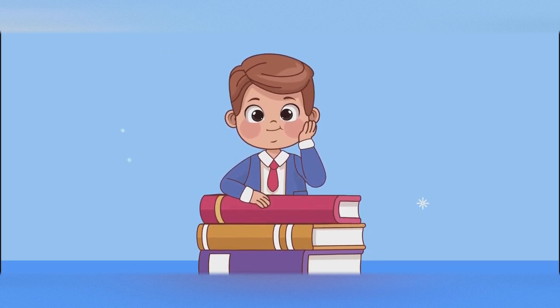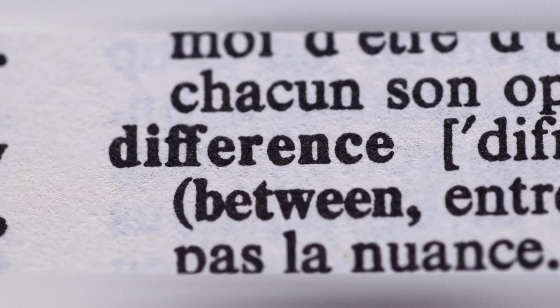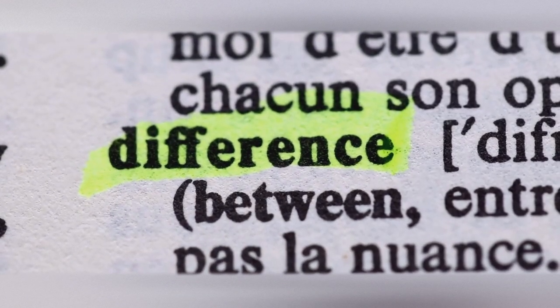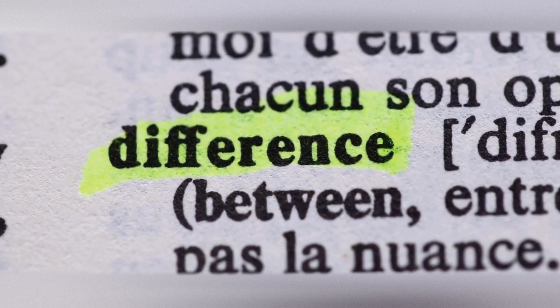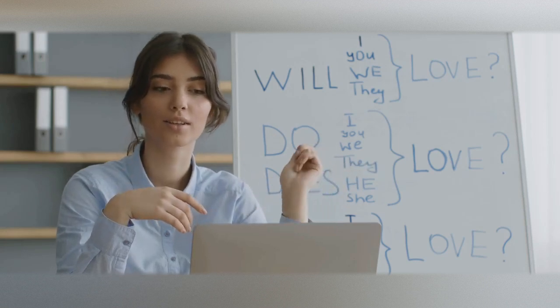For example, even though it was raining, we decided to go for a hike. Here, even though it was raining is a dependent clause that sets up the independent clause, we decided to go for a hike. This structure shows contrast and adds richness to the sentence.